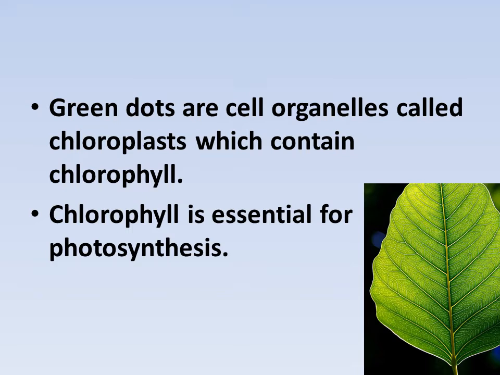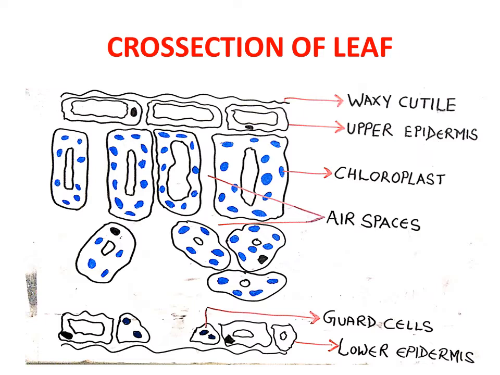Clear? Next. Now this is a cross section of a leaf. Kindly observe this diagram carefully. There is a waxy cuticle given. Upper epidermis and lower epidermis are there, and in between these two, the chloroplasts are marked. Chloroplasts are green colored organelles. The spaces between these organelles are called air spaces, and we have the guard cells also. We'll discuss the guard cells later in this video. So kindly pause the video and look at the diagram carefully.